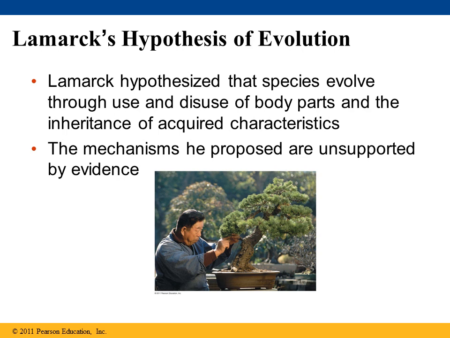Another example is this bonsai tree here in this picture. It was trained to grow as a dwarf by pruning and shaping. However, the seed from this tree will produce an offspring of normal size. So these are both examples of how acquired traits cannot be inherited.